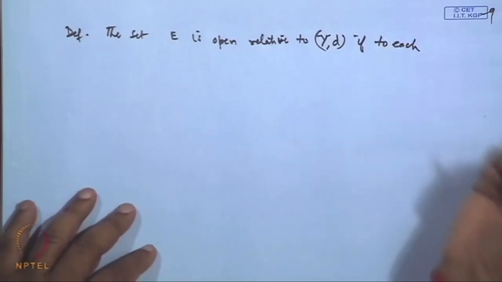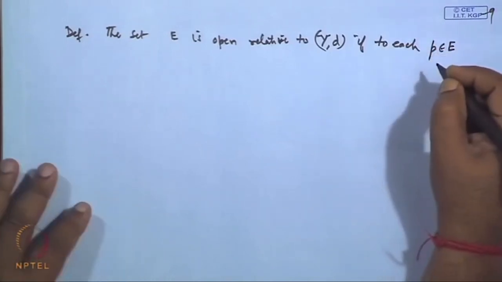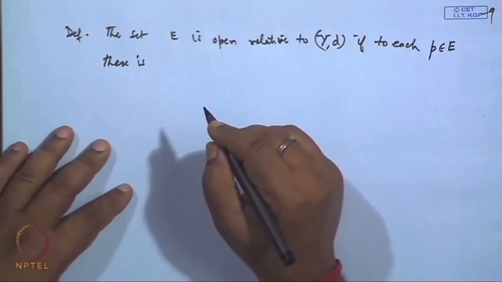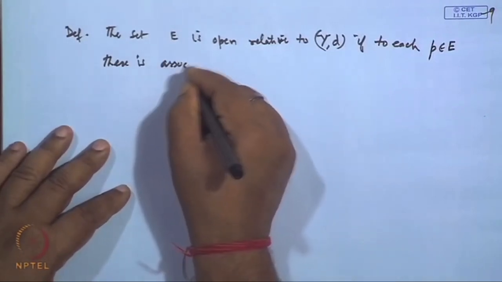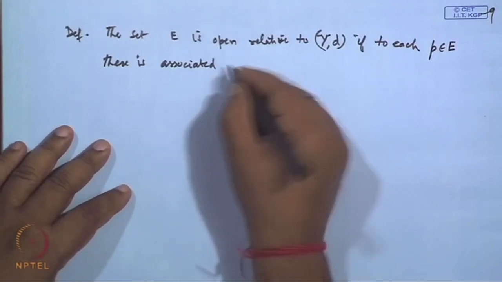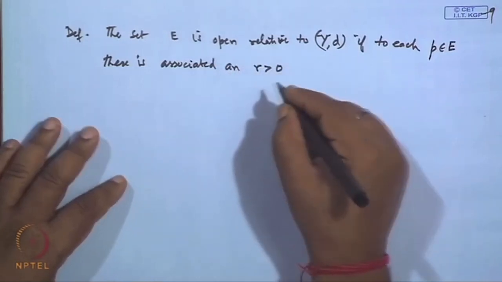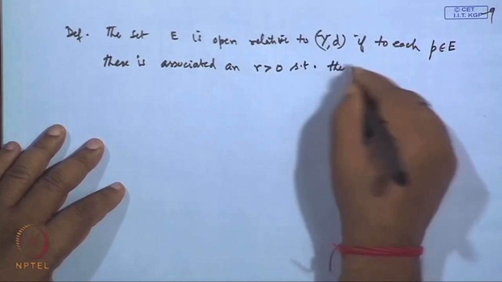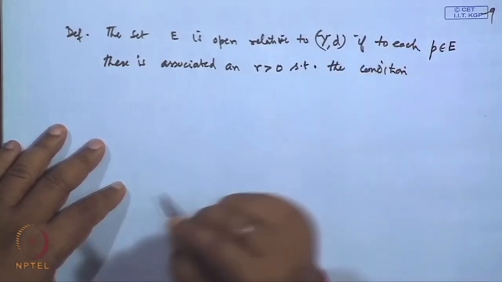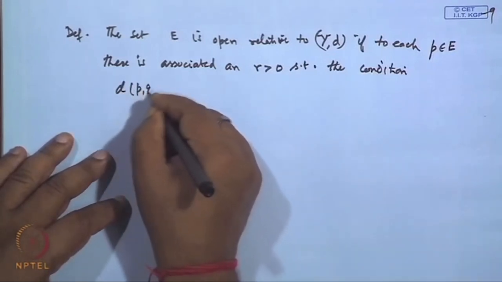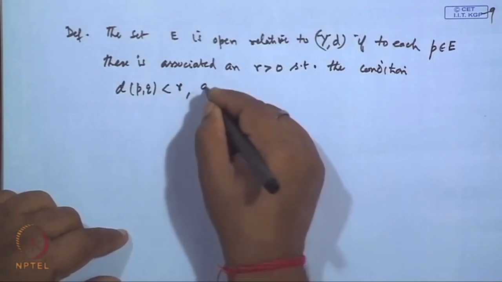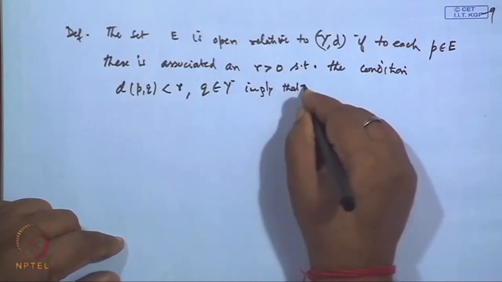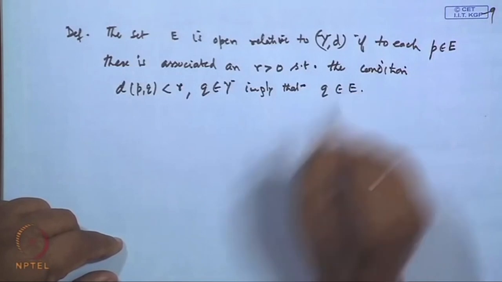Relative to Y, if to each P belonging to E, there is associated an R greater than 0 such that the condition d(P, Q) less than R, Q belongs to Y, implies that Q is in E. Then we say E is open relative to Y.